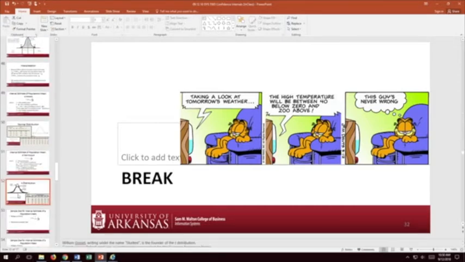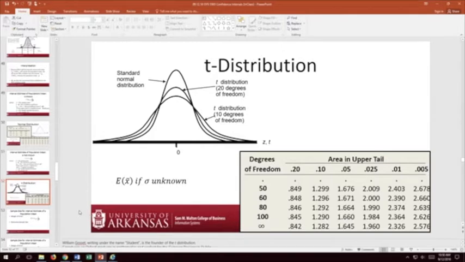So I always forget his name. William Gossett. I shouldn't forget his name. He's a very important guy. He's actually the founder of the t-distribution. But he didn't want his name out there, so he just signed it Student. And so that's why this is called the Student's t-distribution.